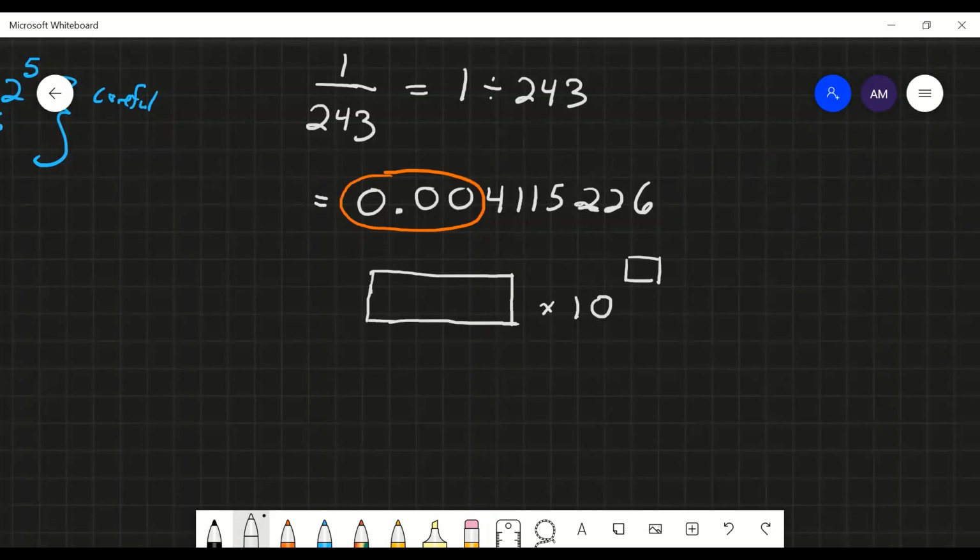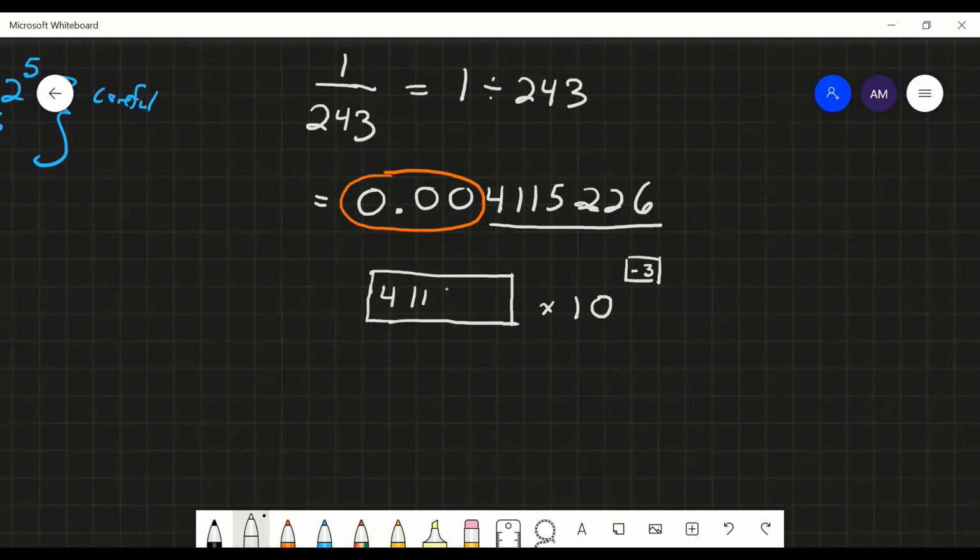It's 0.00 something, so it's a very small number. So if it makes the number small, you put a negative in the exponent here. And how many zeros? 3. So a negative 3 goes there. Next, all you have to do is copy the numbers that start appearing after the last 0.